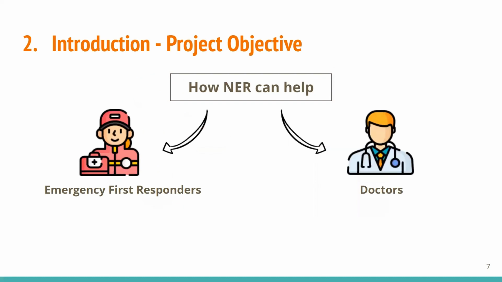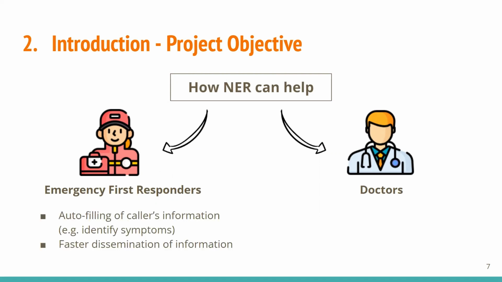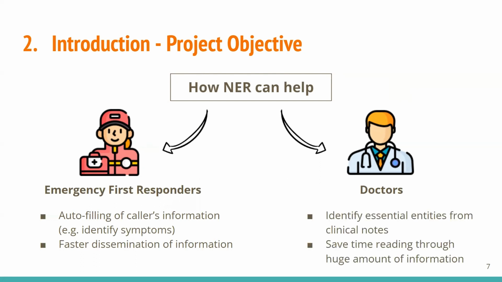The objective of this project is firstly, to use named entity recognition to help emergency responders to automatically identify essential information from call transcripts and assist in auto-filling of forms to faster disseminate information. Secondly, doctors can benefit from this by using NER to automatically identify essential clinical entities such as the amount and type of a drug a patient has been taking to understand each patient faster.